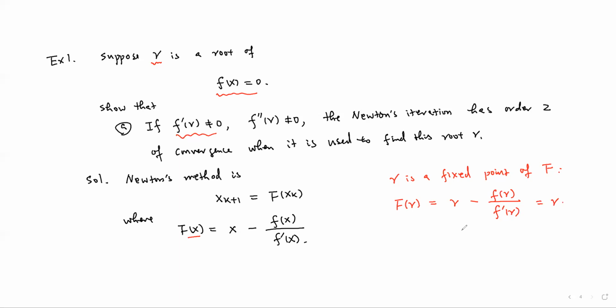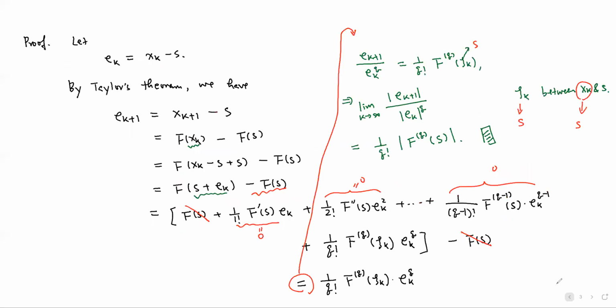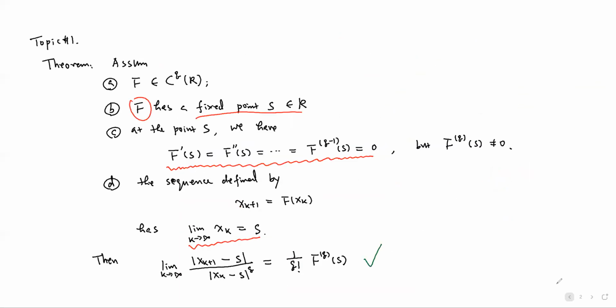Now there are some assumptions in the theorem. Of course, we assume capital F is in C^q. We need to check the assumption: the derivative at the fixed point is 0 up to order q minus 1, then the q-th derivative is non-zero.